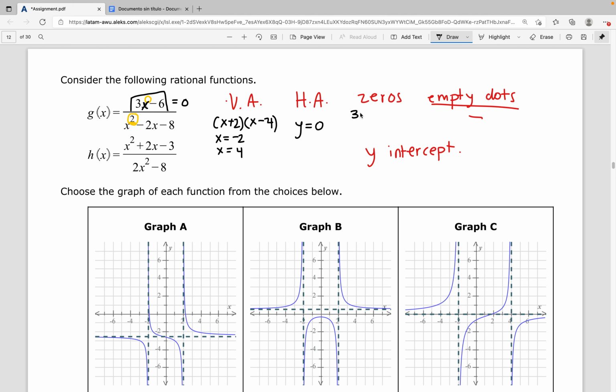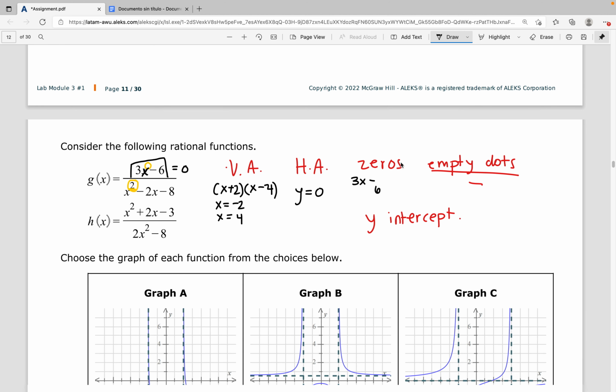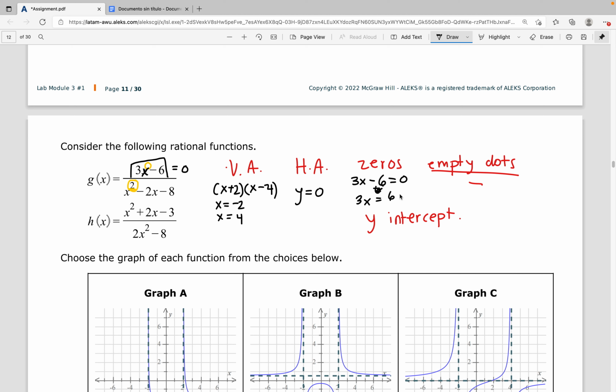So how can we get to 0? We do 3x minus 6 equals 0. Then 3x equals 6. And 6 divided by 3 equals 2. So we know that we have a 0 at 2. Okay? That it's 2, 0.